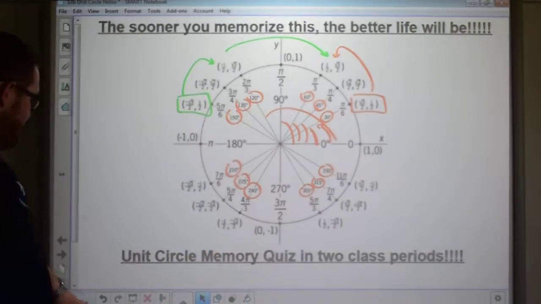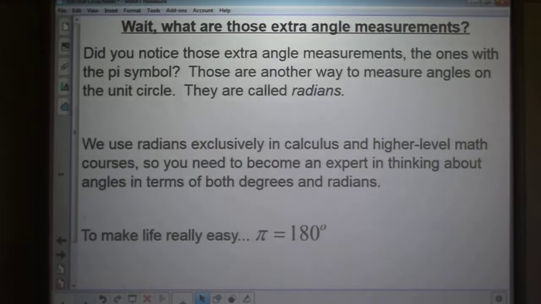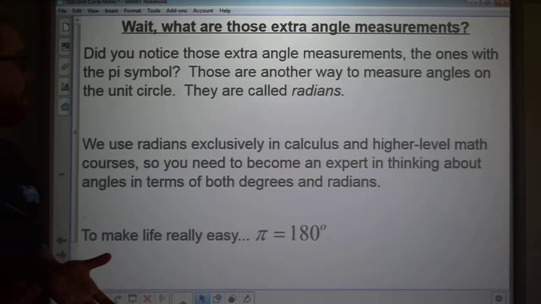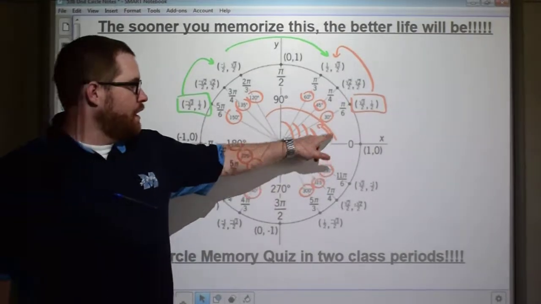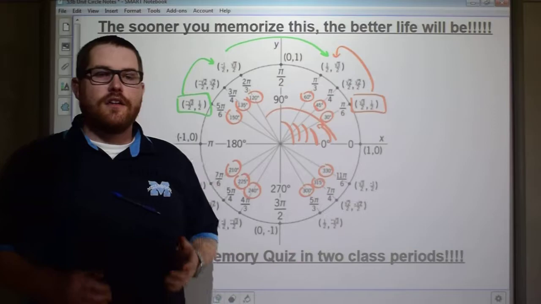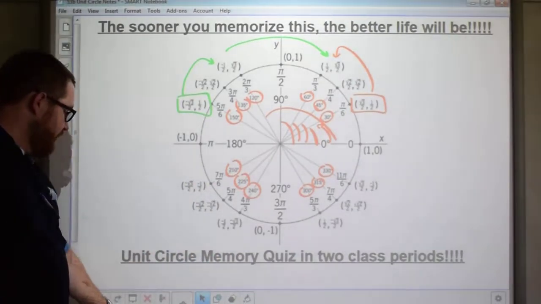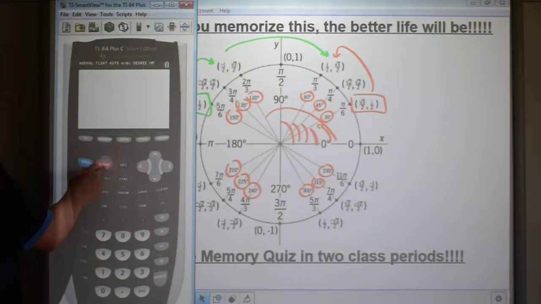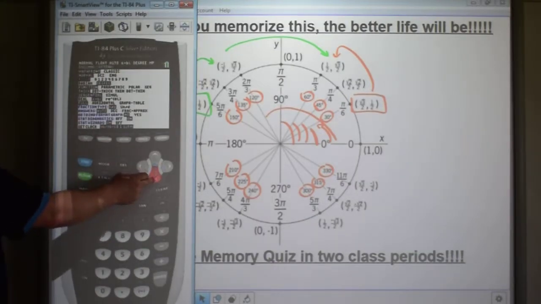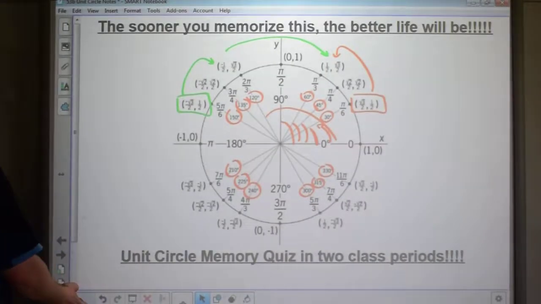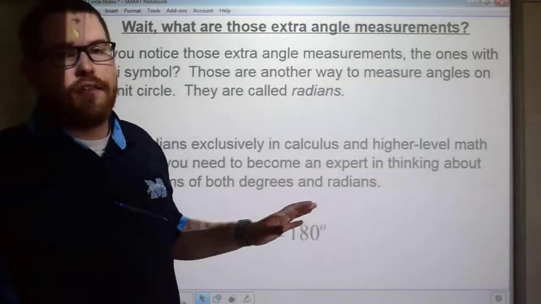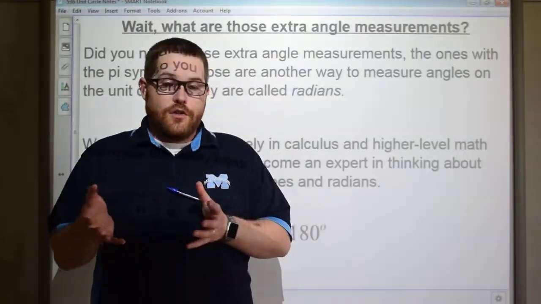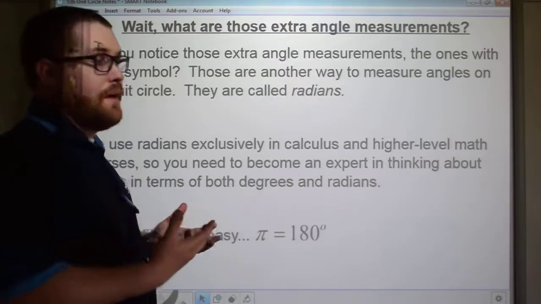It's called radians. Those extra angle measurements that use the pi symbol are called radians. Basically, 180 degrees is pi, and 360 degrees is 2 pi. So that's another way to measure angles. That's why when we use our calculator, we want to make sure that we are in radian mode for this chapter, not degree mode anymore. Okay? We use radians exclusively in calculus and higher level math. So we have to learn about how to use them now so we don't have to worry about them later.